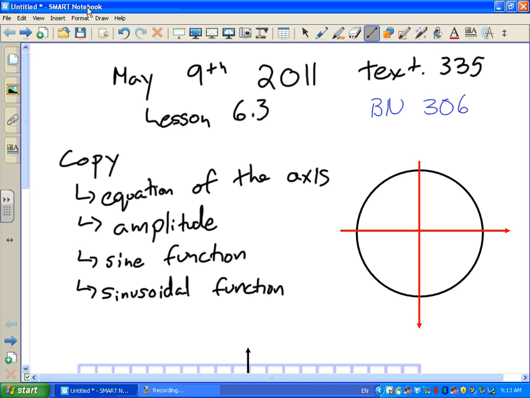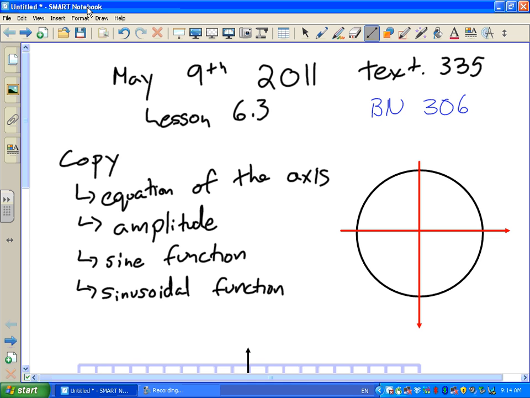You guys are on your textbook, page 335, blue notebook 306. You guys are going to copy down an equation of the axis, amplitude, what a sine function is, and a sinusoidal function. Okay? We're going to get on to all of these.